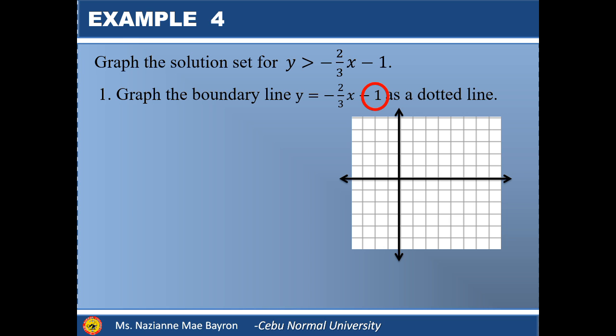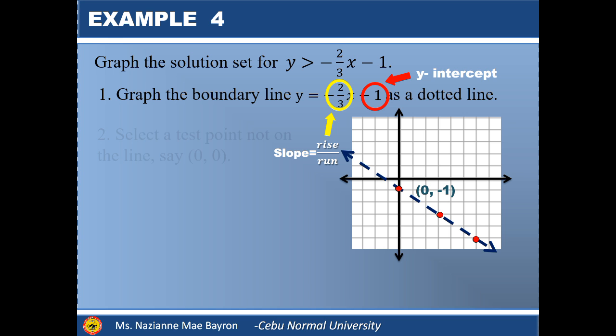To graph the line, plot the y-intercept first. Then use the slope to find the second point. Since the slope is negative 2/3, move 2 units down from the y-intercept, then 3 units to the right. Then connect the points by drawing a line and extend the line to the edges of the coordinate plane.